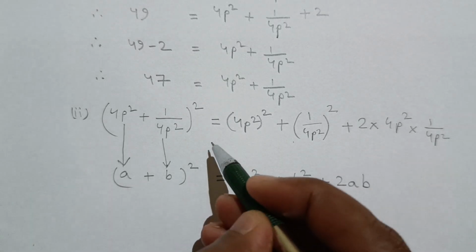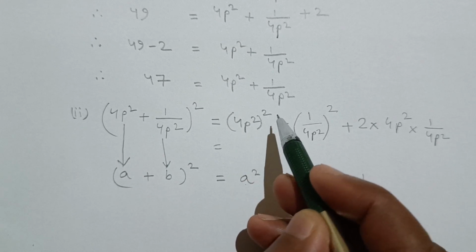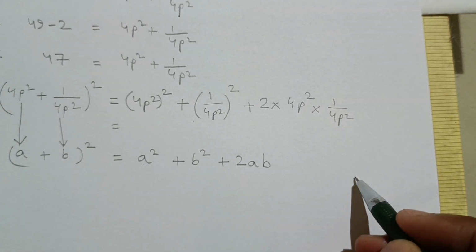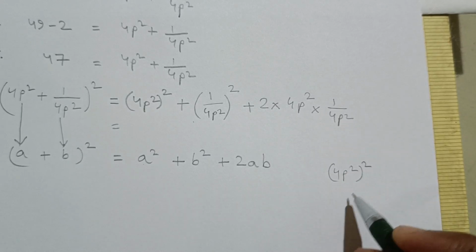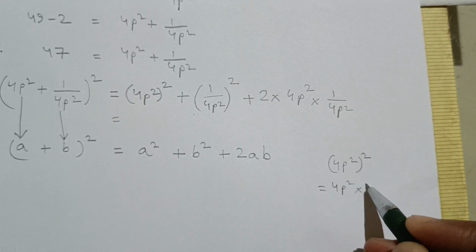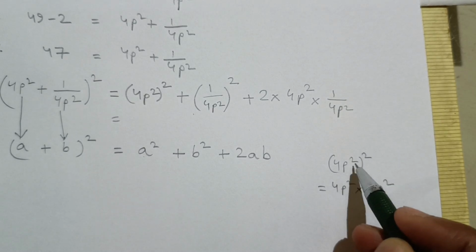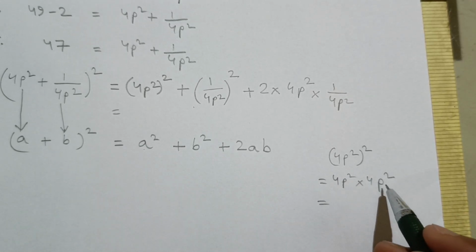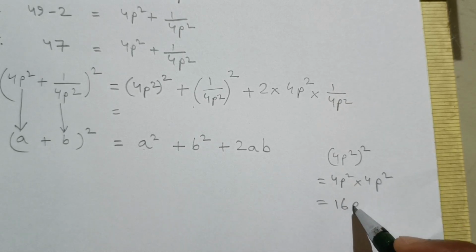And now let us simplify this. So I will do the simplification over here. What is 4p square whole square? Let us do the working. 4p square whole square means 4p square multiplied to itself 2 times. So 4p square into 4p square. And what is that? 4 into 4 is 16, and p square into p square is p to the power 4.